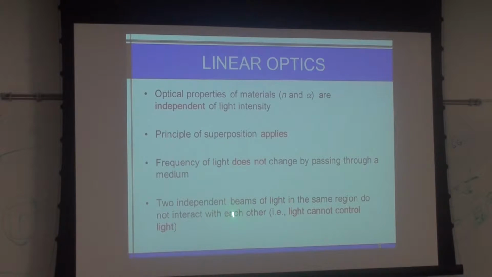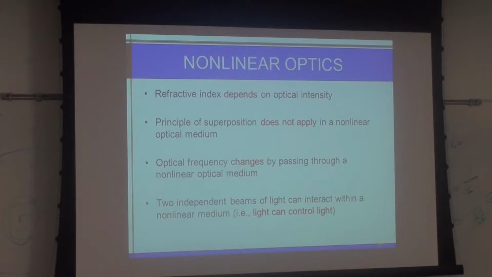And two independent beams of light in the same region do not interact with each other. So we say the light cannot control light. In other words, if I take two laser pointers, shine them through the air, and I start flickering one laser pointer, I don't expect it to affect the other laser beam at all. Right? All hallmarks of a linear medium. So you can deduce what the nonlinear medium will be, right? It's kind of like the opposite of everything. The refractive index will depend on the optical intensity.